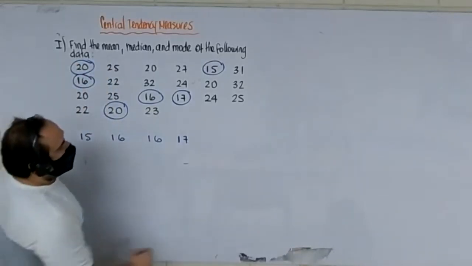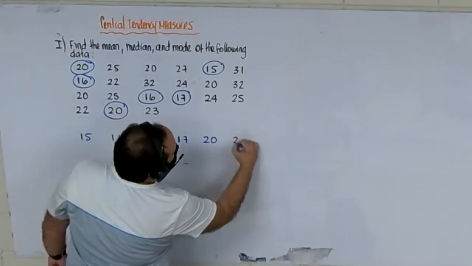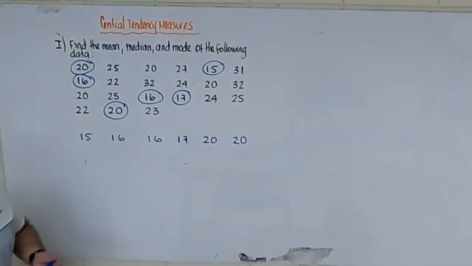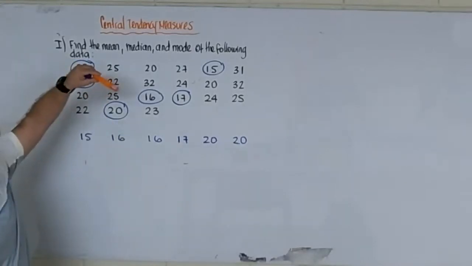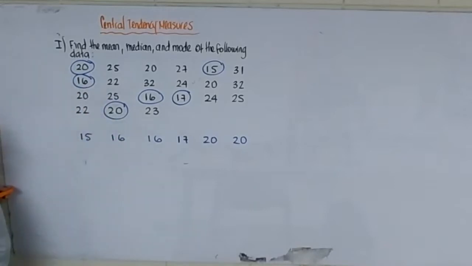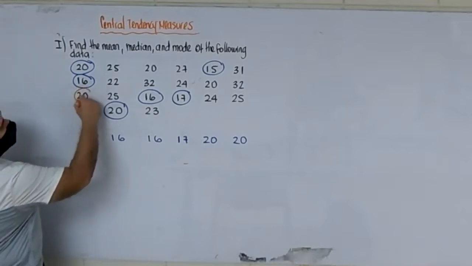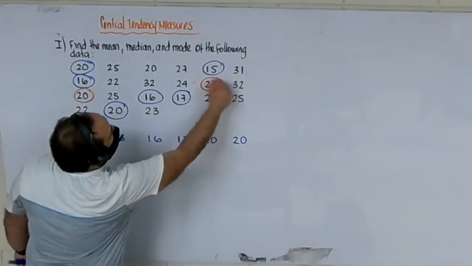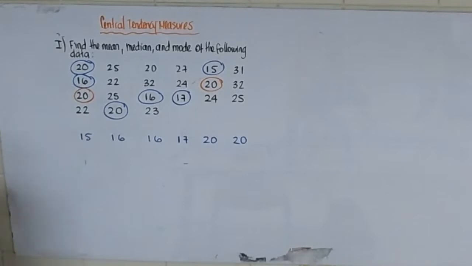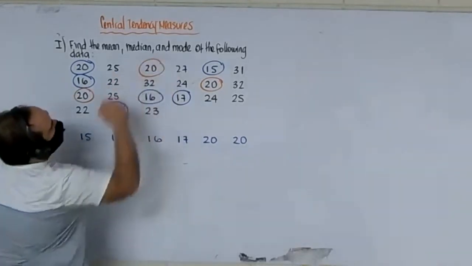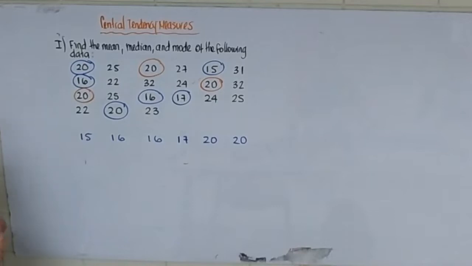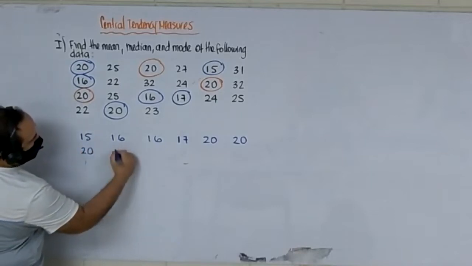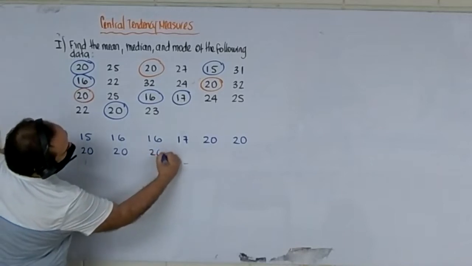I'm just using colors, remember, so when we take a note, we can see what numbers we have already chosen. We have five 20s, and we have three more 20s: 20, 20, 20. All right.